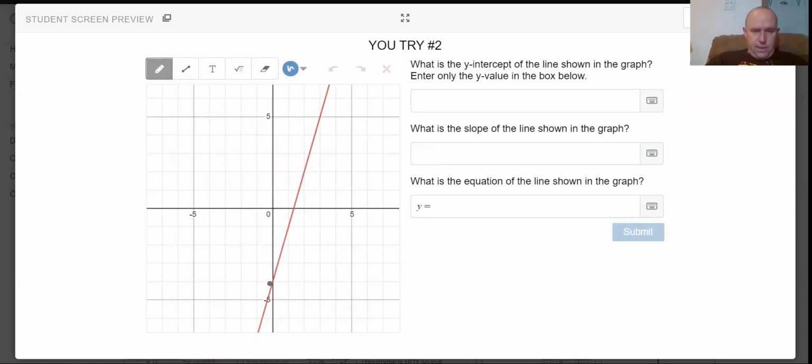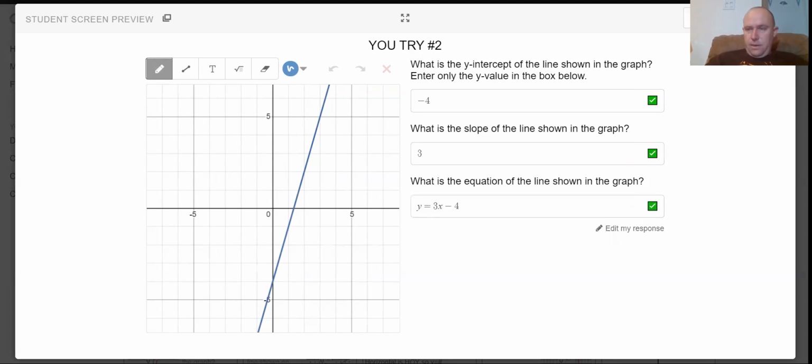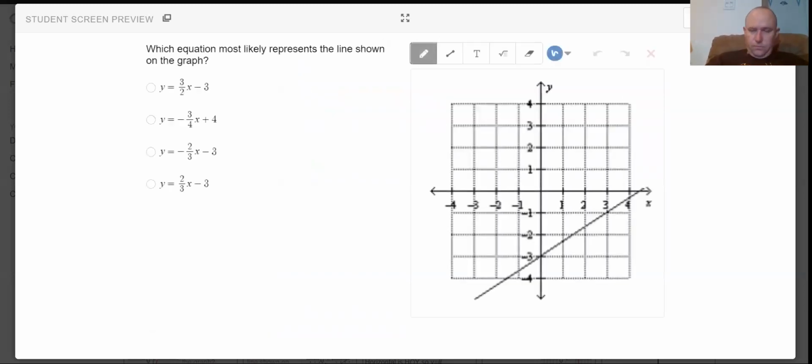So for this one here, it looks like it goes through -4. The slope, 1, 2, 3. This one goes up 3 and right 1. So 3/1 is 3. And then once I have that, the slope goes with the x, and then the other number goes by itself. And you can see that one's correct as well.